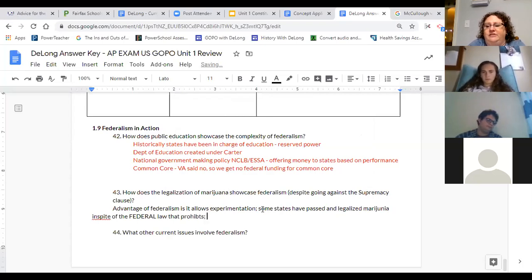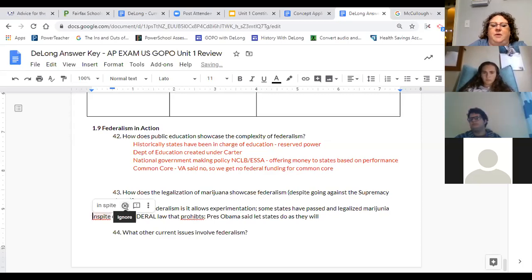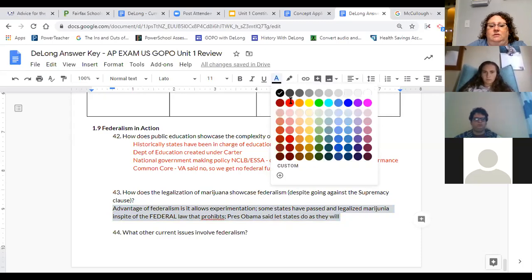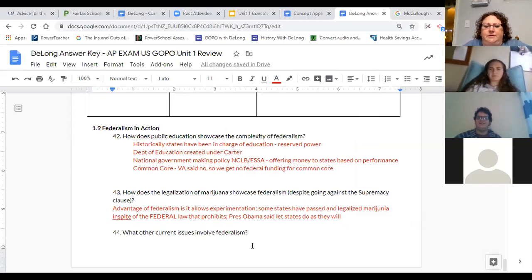And then what happened? It started with President Obama. President Obama said, let it go. Let states do as they will. So it's a very interesting thing that states are being allowed to go against what the federal government says, in spite of the Supremacy Clause. So it's legal in Oregon, not legal in Idaho. Does Idaho border Oregon? I feel like it does. Yes, it does. Sorry. Thank you.